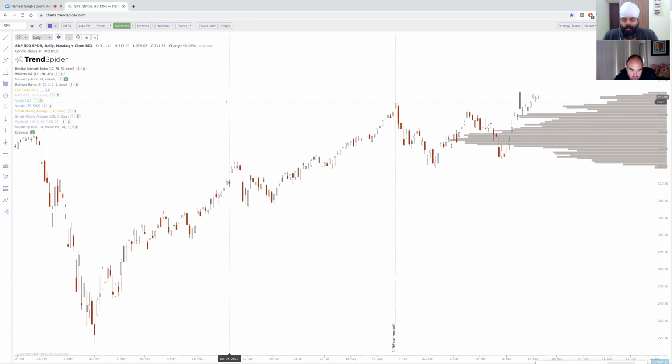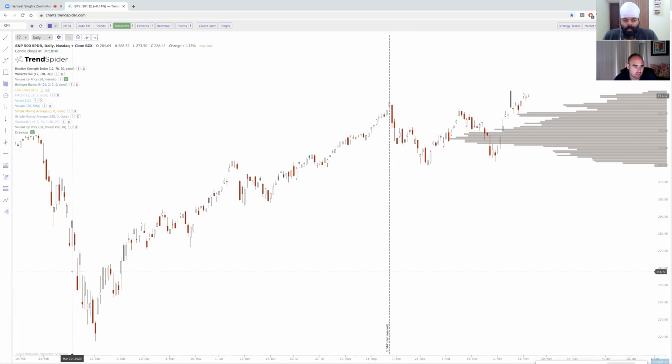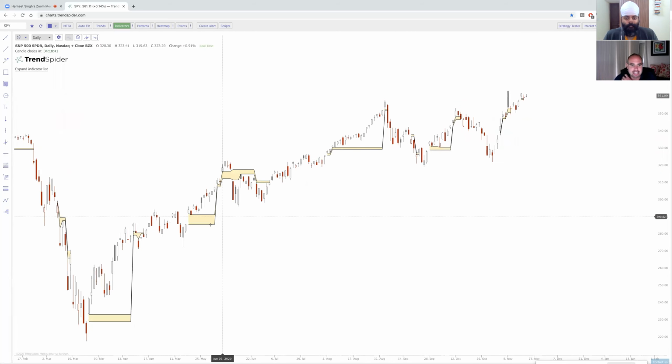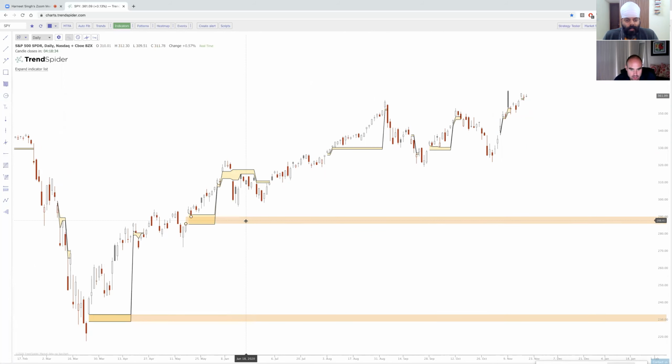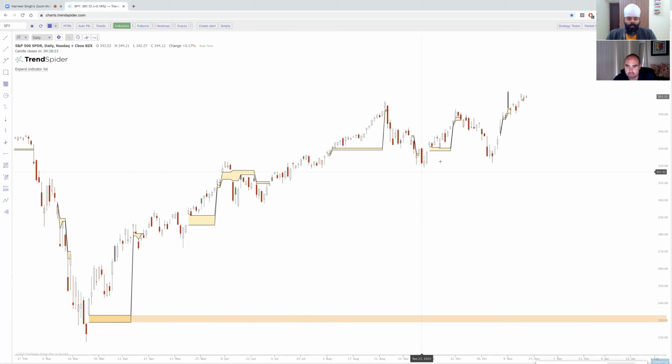But what I also want to do, and this is something I did before we melted down in February, March, was use the gap snake. This allows me to see any gaps that are open in the price. So you can see here, there's a gap below here. There's an open gap here. There's an open gap here. And that's about it. All the other gaps have filled. So there are some quite large gaps below.